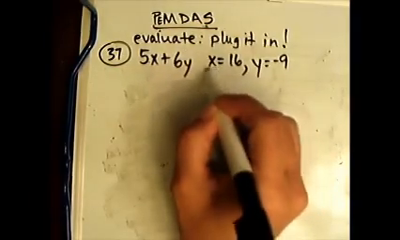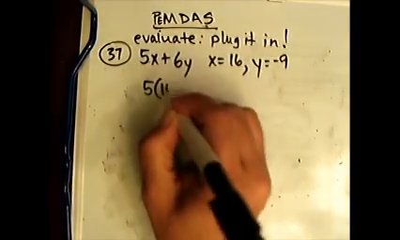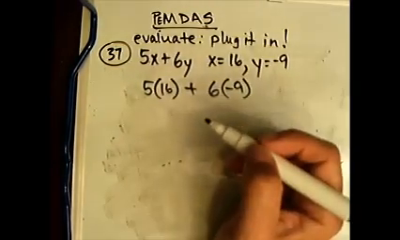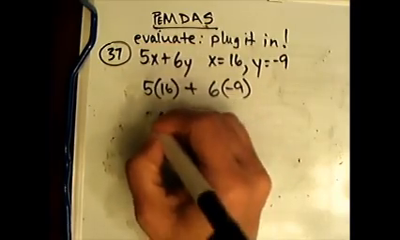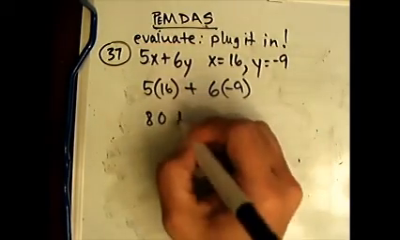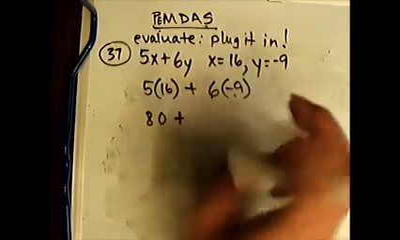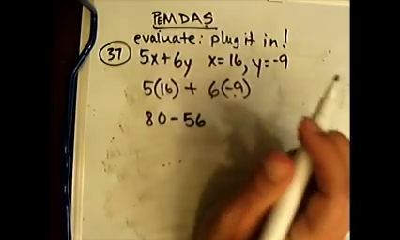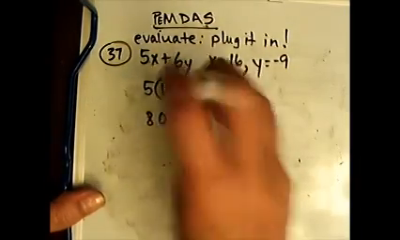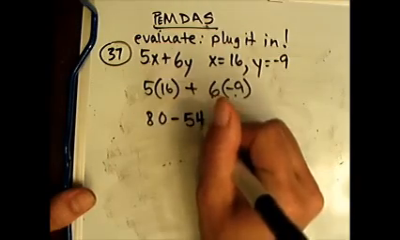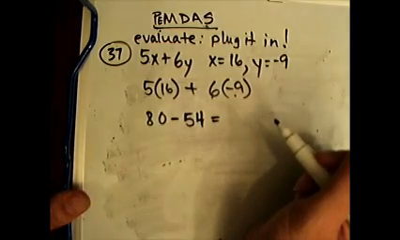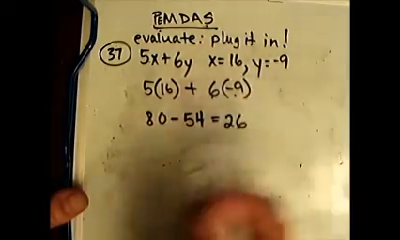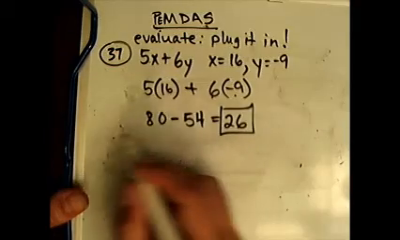Everywhere you see an x, put a 16. Everywhere you see a y, you put a negative 9. 5 times 16 is 80 plus, oh, it's not going to be plus, because 6 times a negative 9 is a negative 54. So 80 minus 54 is 26. So that's your answer for that one.